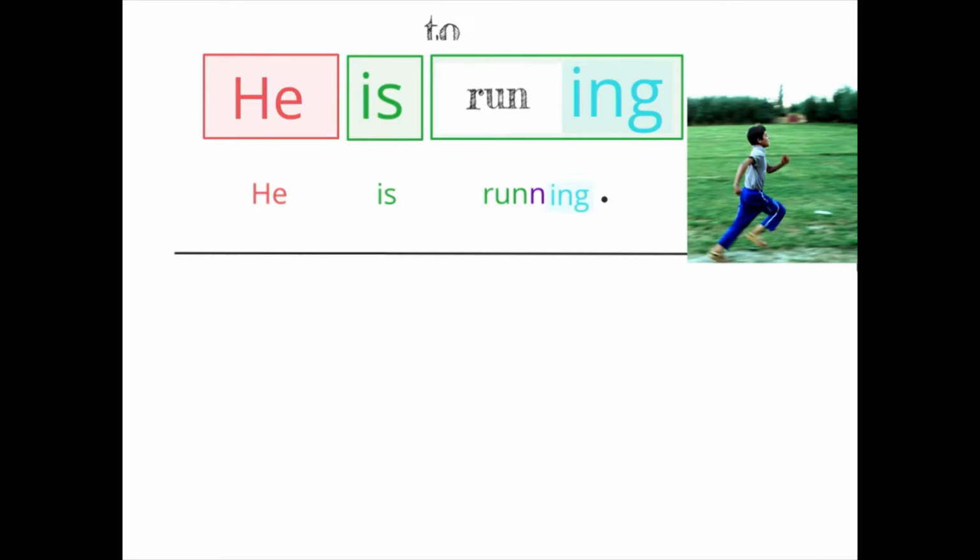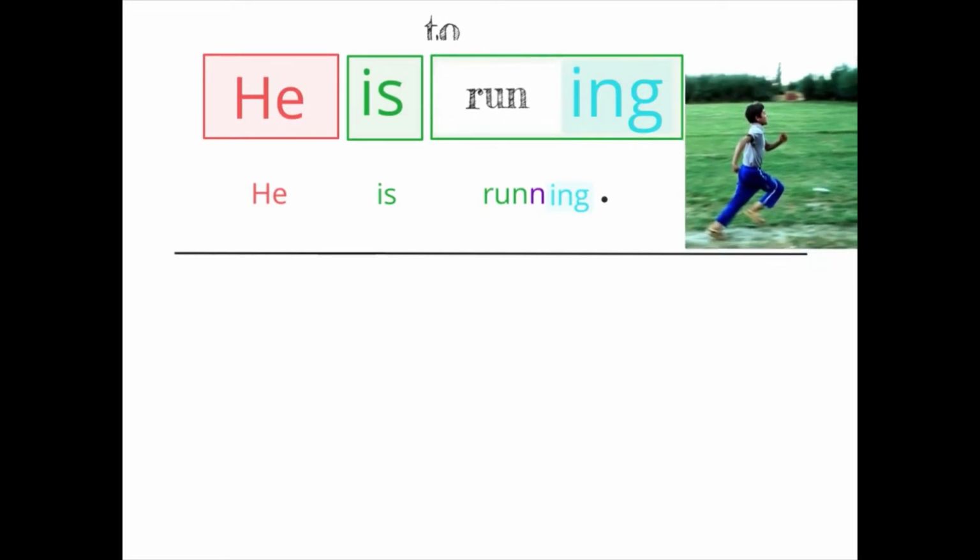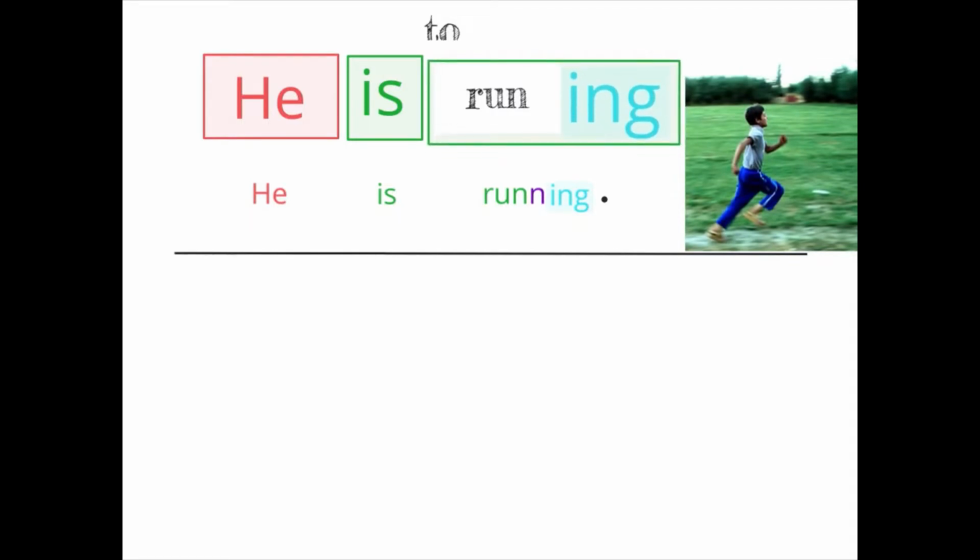So again, this type of sentence begins with a noun, a subject, or he, which is a pronoun. It tells us who it is about. And then we have the verb is. And then we have our action verb. We're using run because you can see the boy here is running. And then we add ing. So our sentence says, he is running.